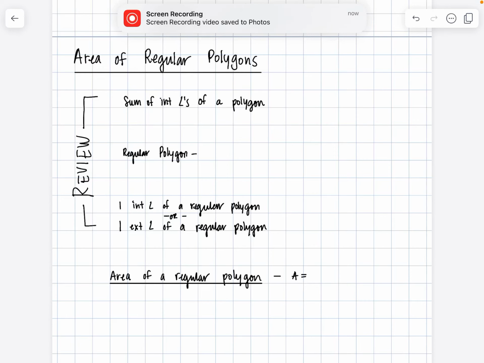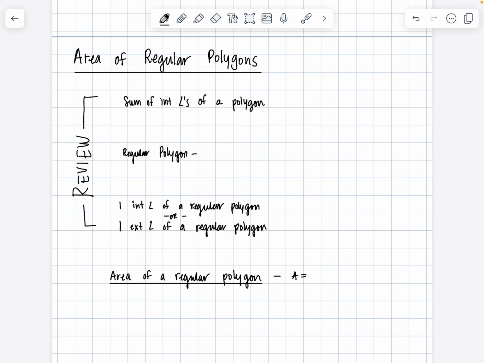Hello and welcome to our new section on area of regular polygons. We do need to recall what regular means and what a polygon means. So start off with polygon. A polygon is an n-sided figure, whether it's a triangle, square, or rectangle, it just has n amount of sides, which means it has n amount of angles. So for instance, if it is a 5-sided figure, it is a pentagon.